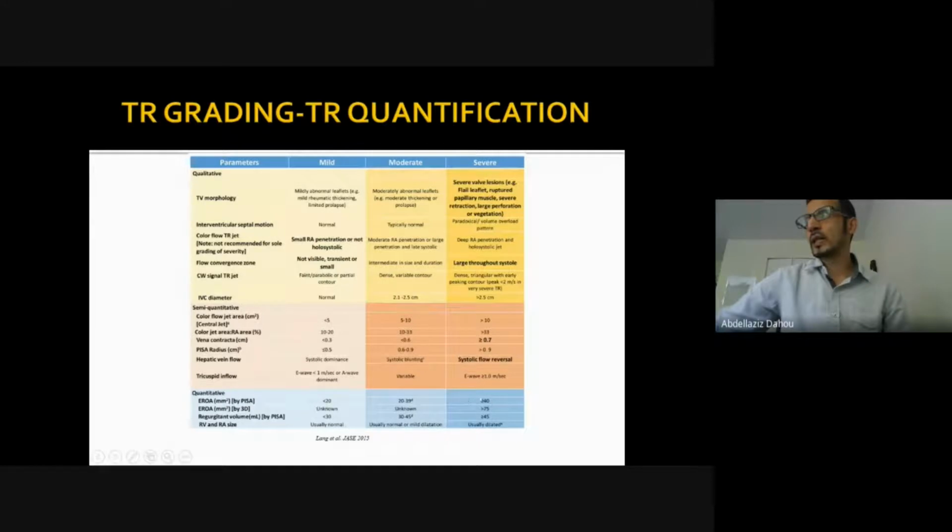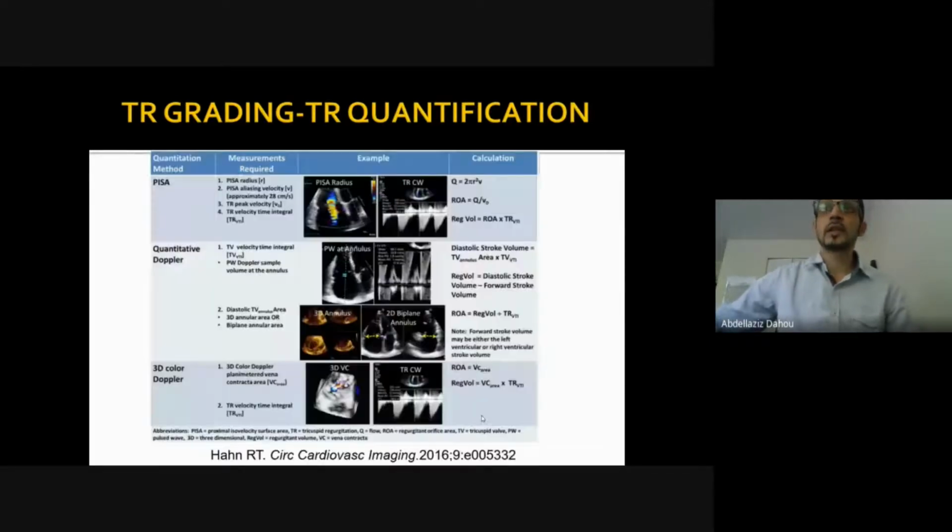According to the guidelines, severe regurgitation is defined by a regurgitant orifice area more than 14 millimeters squared or 0.4 square centimeters, and regurgitant volume higher than or equal to 45. But we use other modalities, especially in the setting of research studies. We use 3D color to measure the jet area at the origin, or the 3D vena contracta area, and we use the quantitative Doppler method.